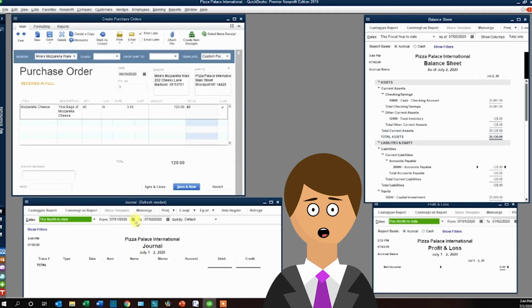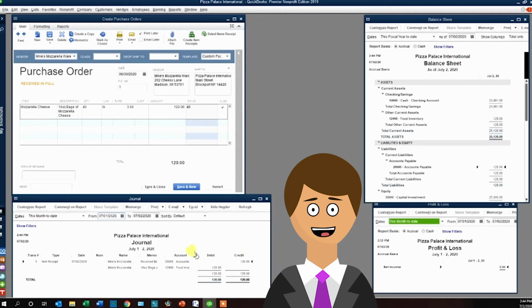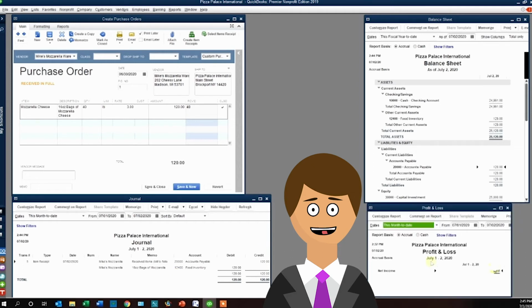So if we look at our journal entries and refresh those, there is our journal entry for the receipt that we had. We have debited our food inventory for $120, and we've credited our accounts payable for $120. And we note here that we owe Mike's Mozzarella for those received bags, and it says bill to follow. So there's our entry, but you'll notice nothing's happened to our profit and loss because we haven't sold anything yet. So it's all in the balance sheet right now.